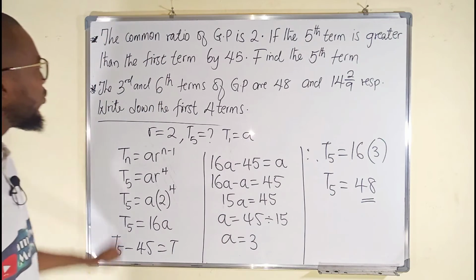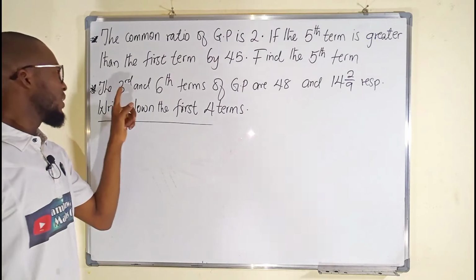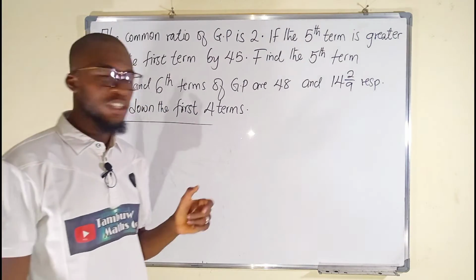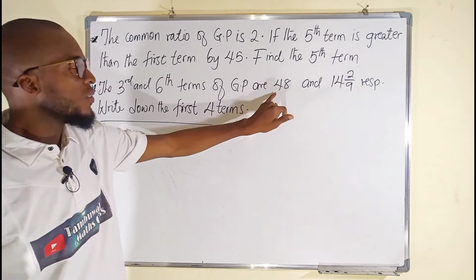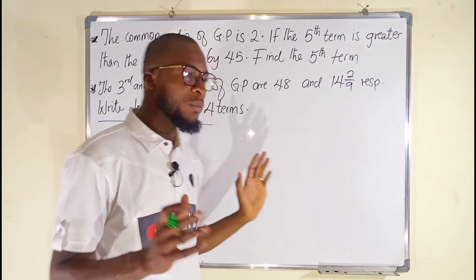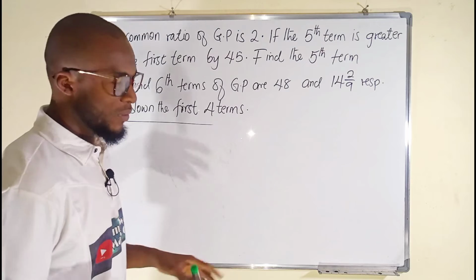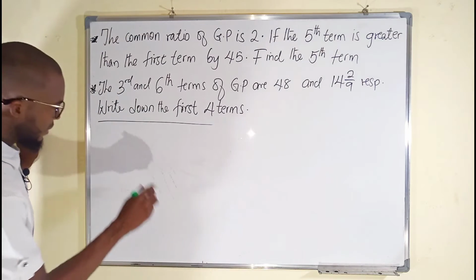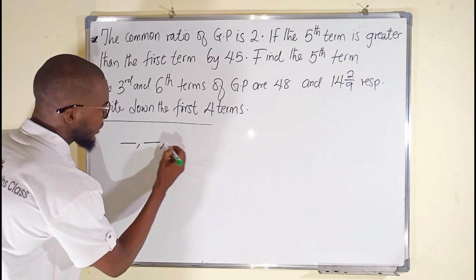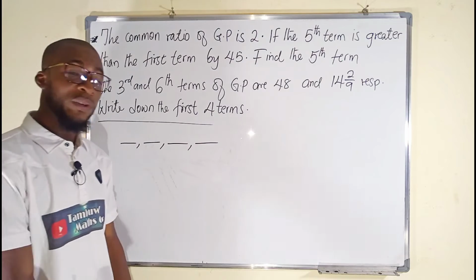Now let us look at the second question. The second question reads: the third and the sixth terms of a geometric progression sequence are given as 48 and 14 2/9 respectively. We're asked to write down the first 4 terms. First term, second term, third term, fourth term. That's what we are looking for.